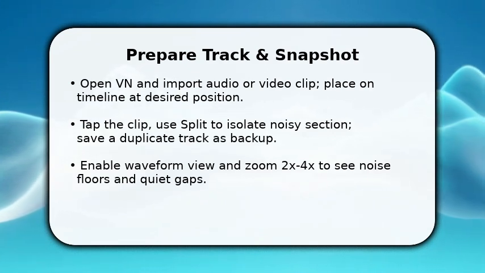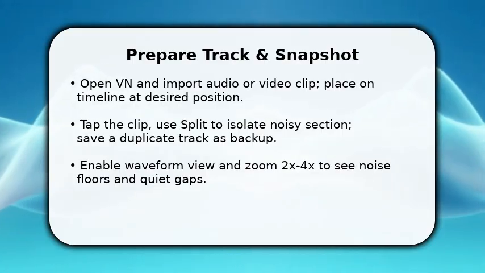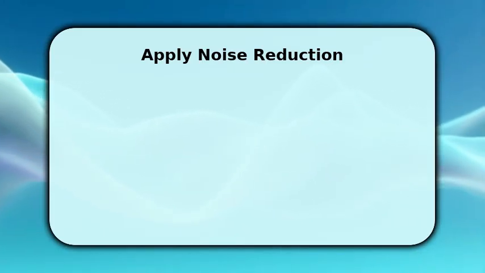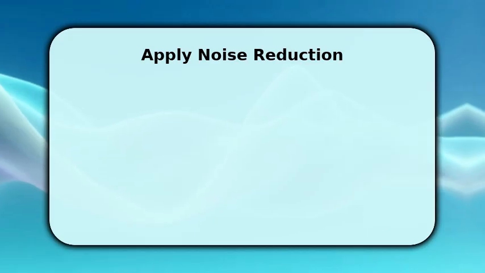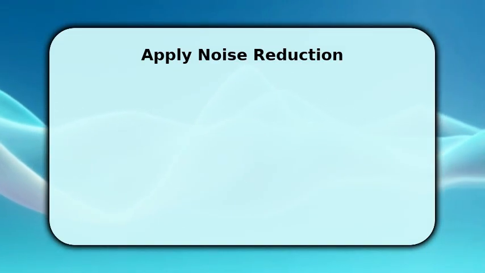Now apply VN's noise reduction tool and choose a voice preset if it exists, otherwise pick custom. Start with a low reduction value, around 10 to 20%, because heavy reduction creates artifacts. Then raise sensitivity so the filter learns the constant background hiss without grabbing transient sounds.